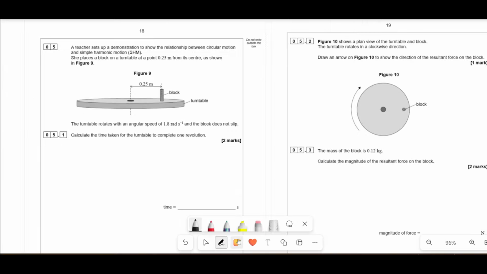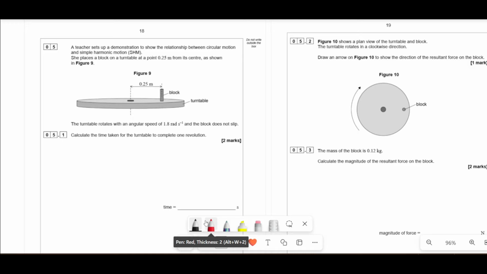So now it says, a teacher sets up a demonstration to show the relationship between circular motion and simple harmonic motion. She places a block on a turntable at a point 0.25 meters from its center, as shown below. So you get a block here, 0.25 meters. The turntable rotates at an angular speed of this, and it does not slip. Calculate the time taken for the turntable to complete one revolution.